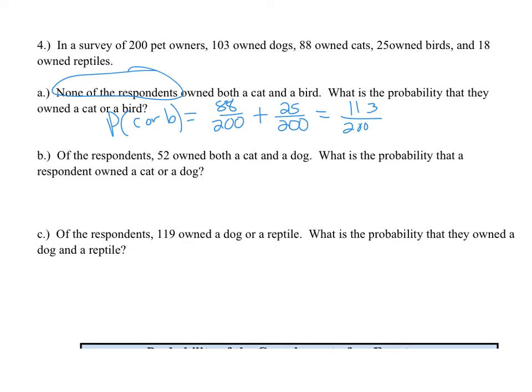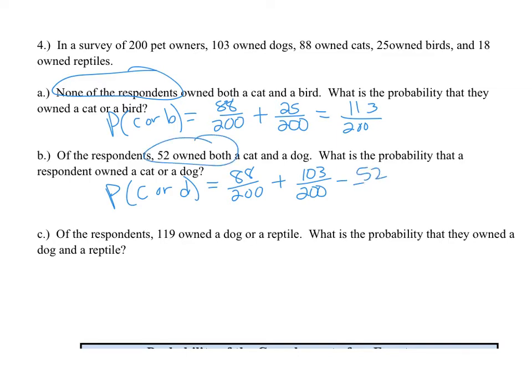Of the response, 52 owned both a cat and a dog. So what's the probability of owning a cat or a dog? Well, again, the probability of a cat was 88 out of 200. The probability of a dog is 103 out of 200. And we have to subtract out the overlap because now we know there are 52 that did both. So we don't want to double count them. So we're going to have 88 over 200 plus 103 over 200 minus 52 over 200. So we'll get 139 out of 200.